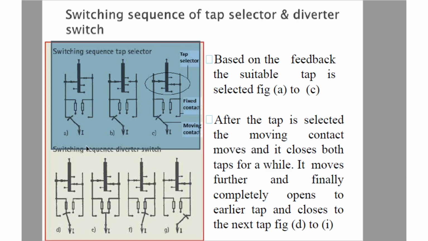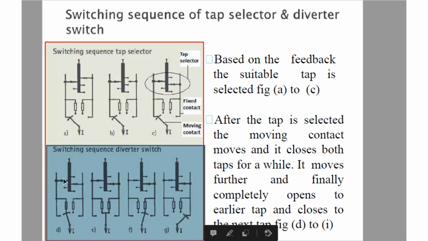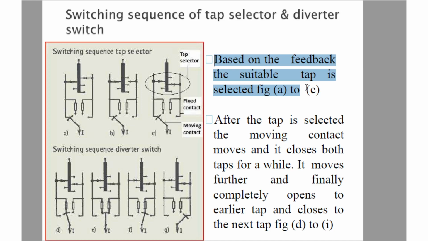If we are going to change the moving connection, then the diagram becomes like this. No doubt we are going to connect the tap selector as second, and we are going to move this moving contact from this position to this position, from this to this and from this to this. So based on the feedback, the suitable tap is selected from figure A to figure C.